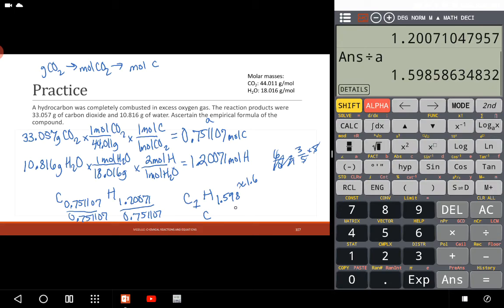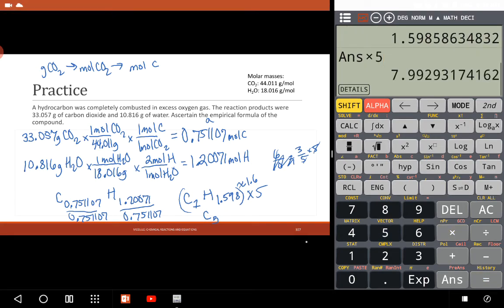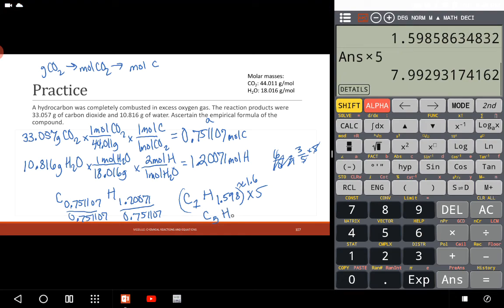But there's a 1 up there too, so if I multiply by 5, I should be getting to a whole number. So 1 times 5 is just 5. But what's this number times 5? That is 7.99, which is essentially equal to 8. So our empirical formula is C5H8.